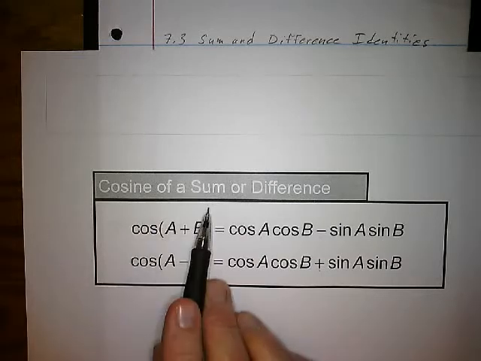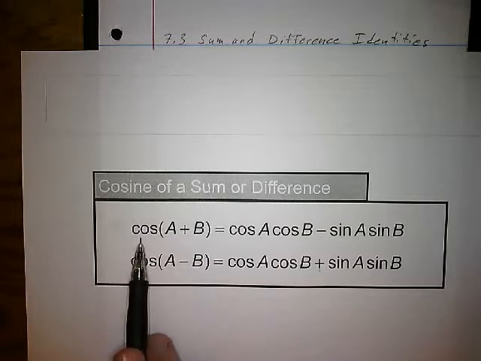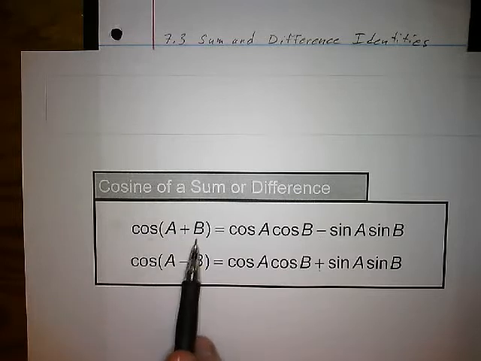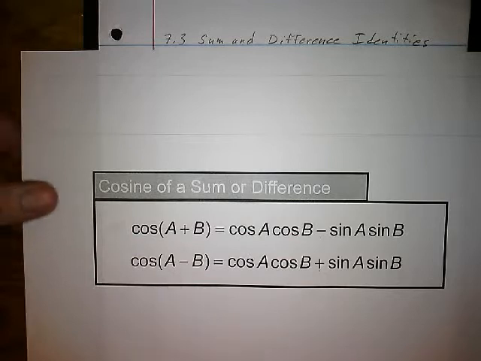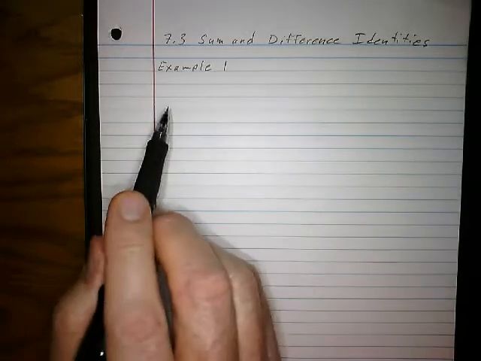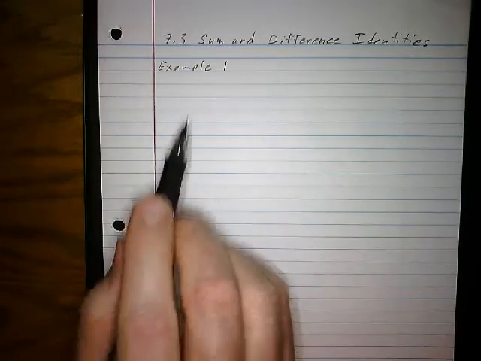We'll be using the cosine of a sum or difference. Cosine of a sum of two angles, or the cosine of the difference between two angles. Keep those formulas handy. I'm going to work through some other examples.